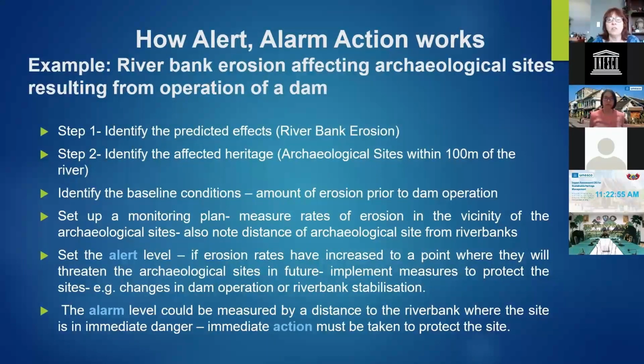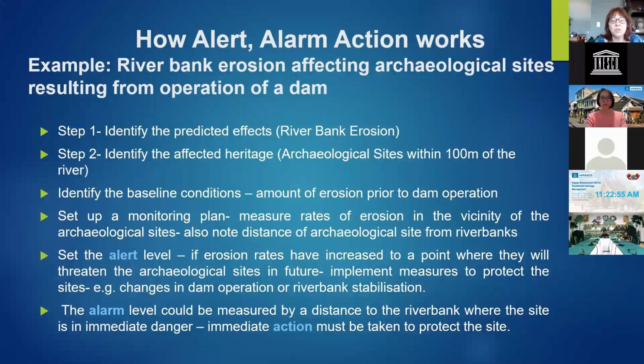So how does alert, alarm, action work? A really quick example running through here. I mentioned riverbank erosion before, so I'll just use this as a quick example. It's not from the real world. It's just something I've put together as an example to show. So step one, what needs to happen is identify the predicted effects of riverbank erosion, and step two, identify the affected heritage. For instance, we could say any archaeological site within 100 meters of the edge of the river needs to be monitored to see if any negative effects are going to happen.